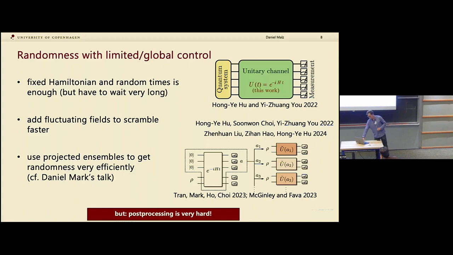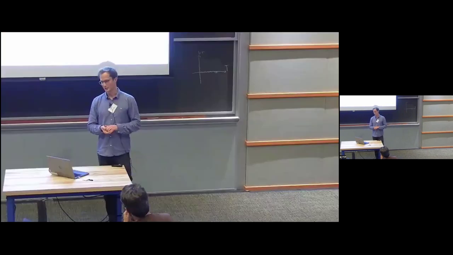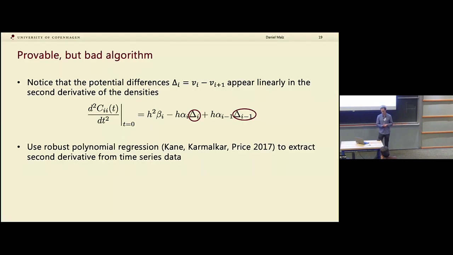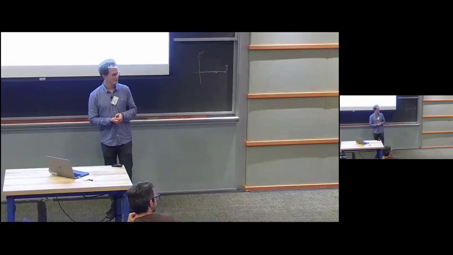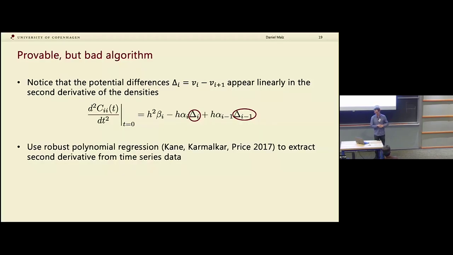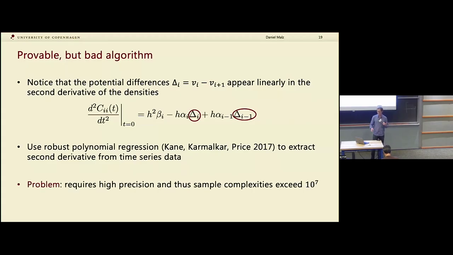And then there's an algorithm called robust polynomial regression that was actually invented not too long ago. With this algorithm, you can robustly extract the second derivative of a polynomial from time series data. So you could apply this in this setting to make a time series of your local densities. They're noisy, but you use this algorithm to extract the second derivative.